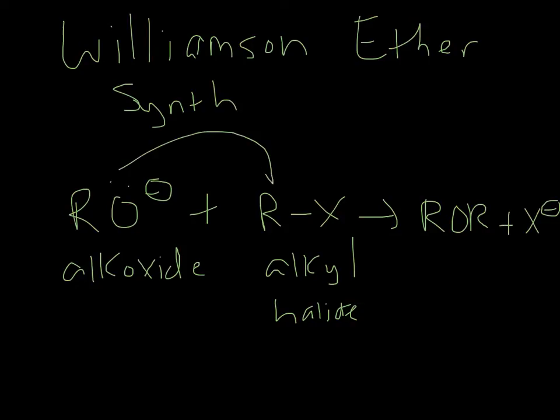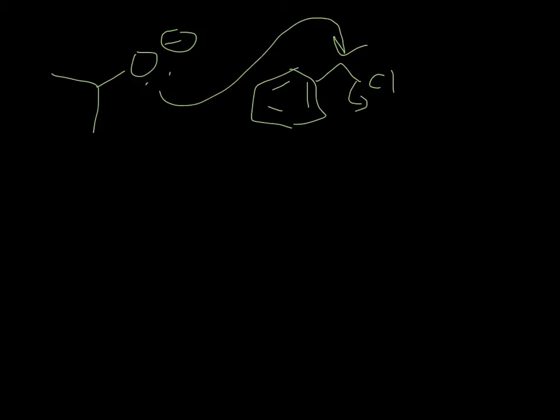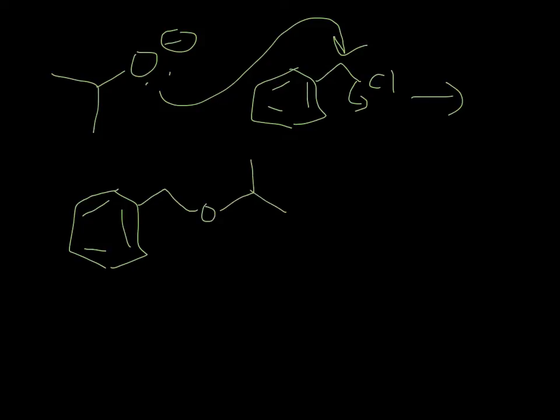So in this reaction, just an SN2 reaction, the alkoxide ion is our nucleophile, X is our leaving group, and we get our ether over here, and then our leaving group. So as a specific example, we could take this system. We've got our alkoxide ion comes in, our leaving group leaves. I'm going to go down here. And that gives us our ether.